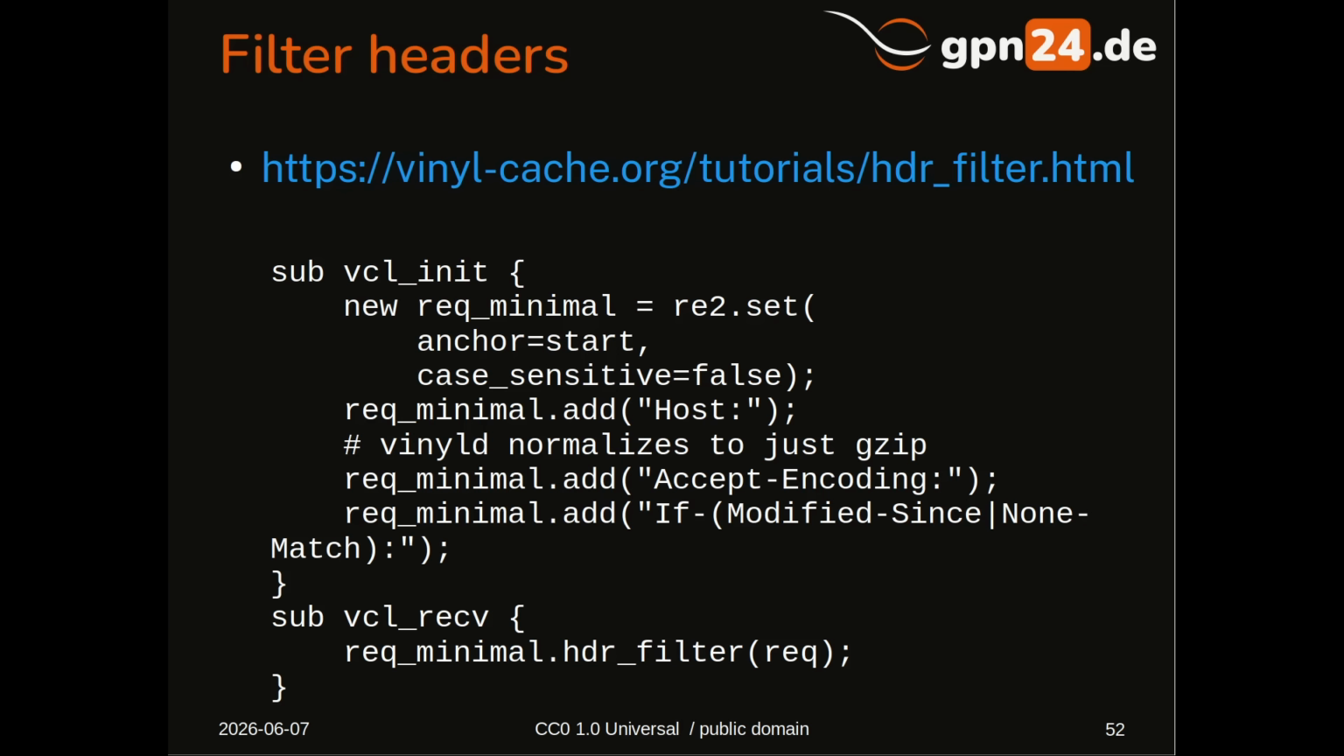So this is again VCL code for doing this. This just leaves the host, which you probably need to check anyway, the host name. You really should check that anyway. Accept-Encoding is let through, because that's getting normalized by Varnish Cache to gzip anyway. So it's either nothing or gzip.